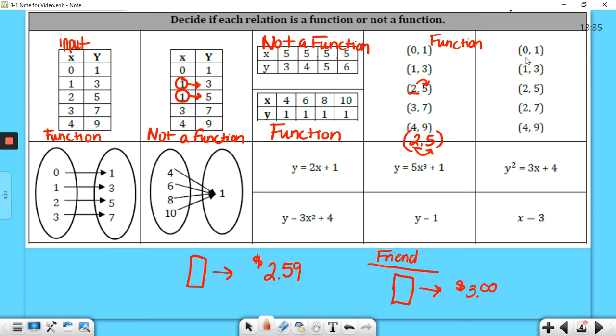Okay, next we look down the x values, and we see we have a repeated 2. This output is a 7. This output is a 5. Those are different, so that is not a function.